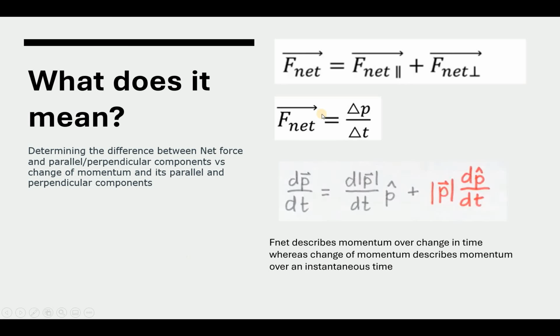And what does it mean? What is the difference between F net and dP dt and its parallel and perpendicular components? F net is going to be the change in momentum over change in time, whereas dP dt is going to be our change in momentum over an instantaneous time. And that's also going to affect our parallel and perpendicular components.